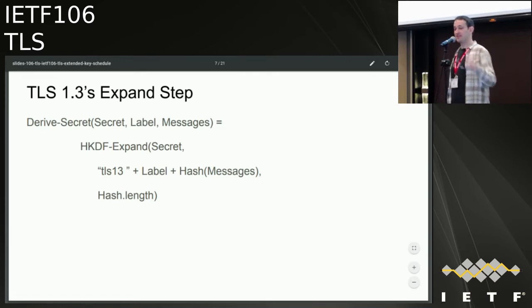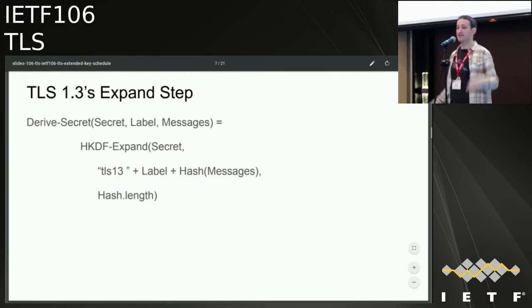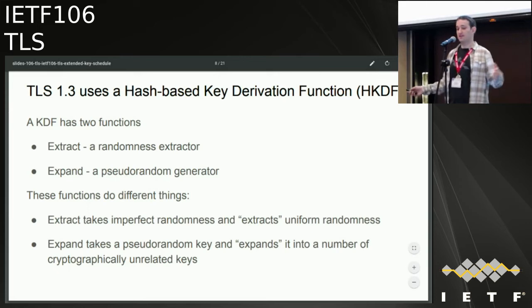Okay, so just to point out that there's a bit of syntactic sugar: we've got HKDF extract and derive secret. Derive secret is syntactic sugar for an HKDF expand, just FYI. TLS uses an HKDF, and it has extract and expand. Extract takes non-uniform randomness and makes uniform randomness. Expand takes uniform randomness and makes cryptographically unrelated keys.